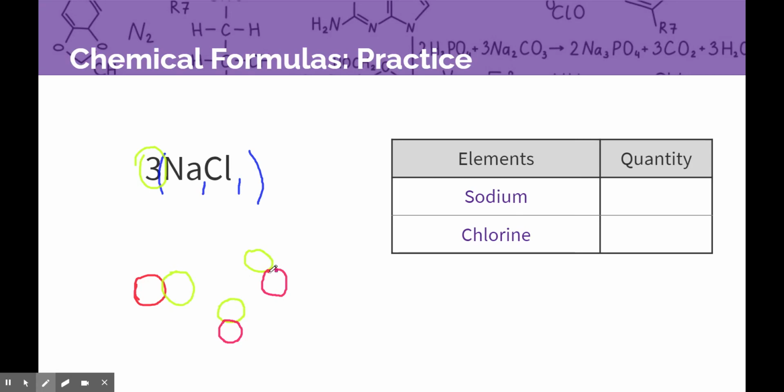I can count my atoms of each. I've got 3 pinkish red ones. Let's say those are my sodiums. And I have 3 yellowish green ones. Let's say those are my chlorines. I would get the exact same answer if I use the multiplication technique. I take the 3, multiply it by the subscript to see how many Nas I have. So 3 times 1 is 3. Take the 3, multiply it by the chlorine subscript to see how many chlorines I have. 3 times 1 is 3. My answers are exactly the same.